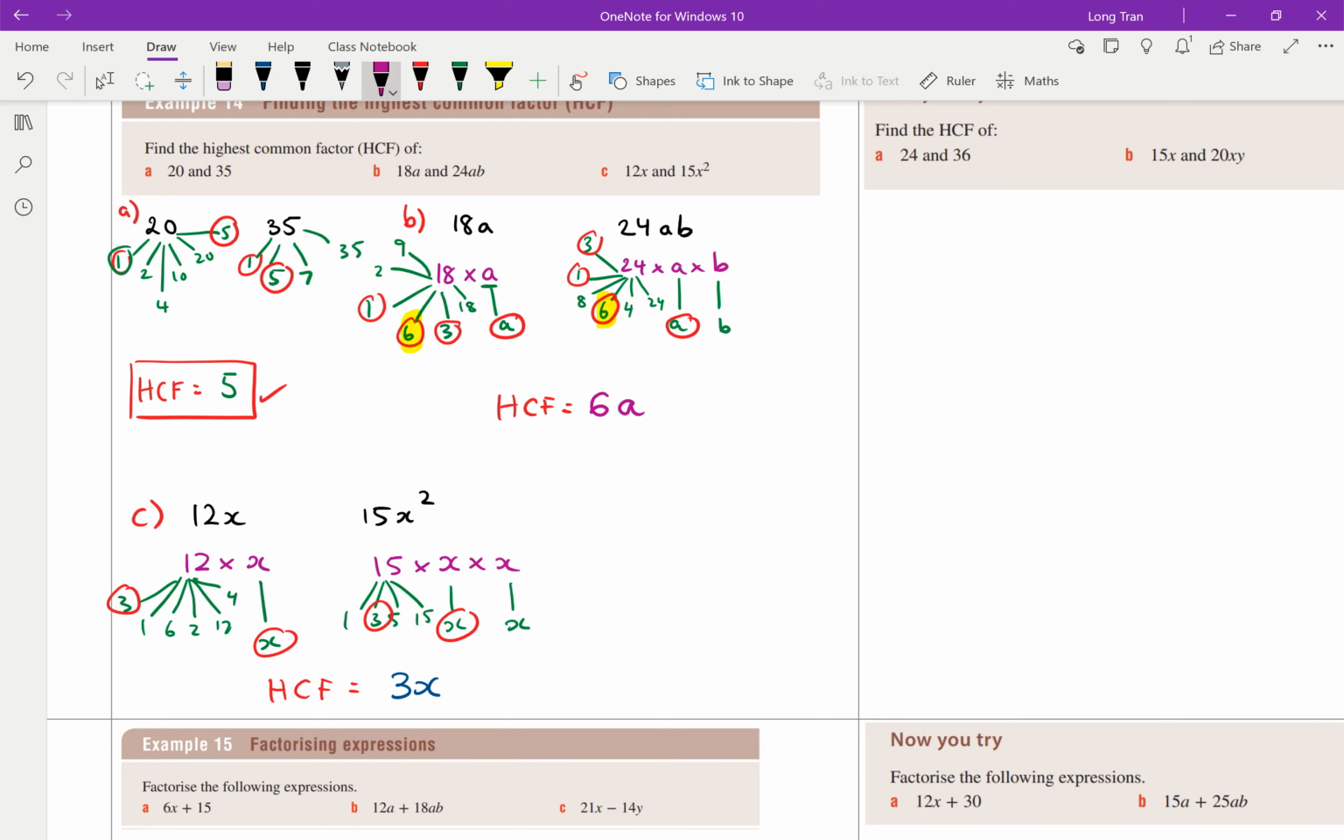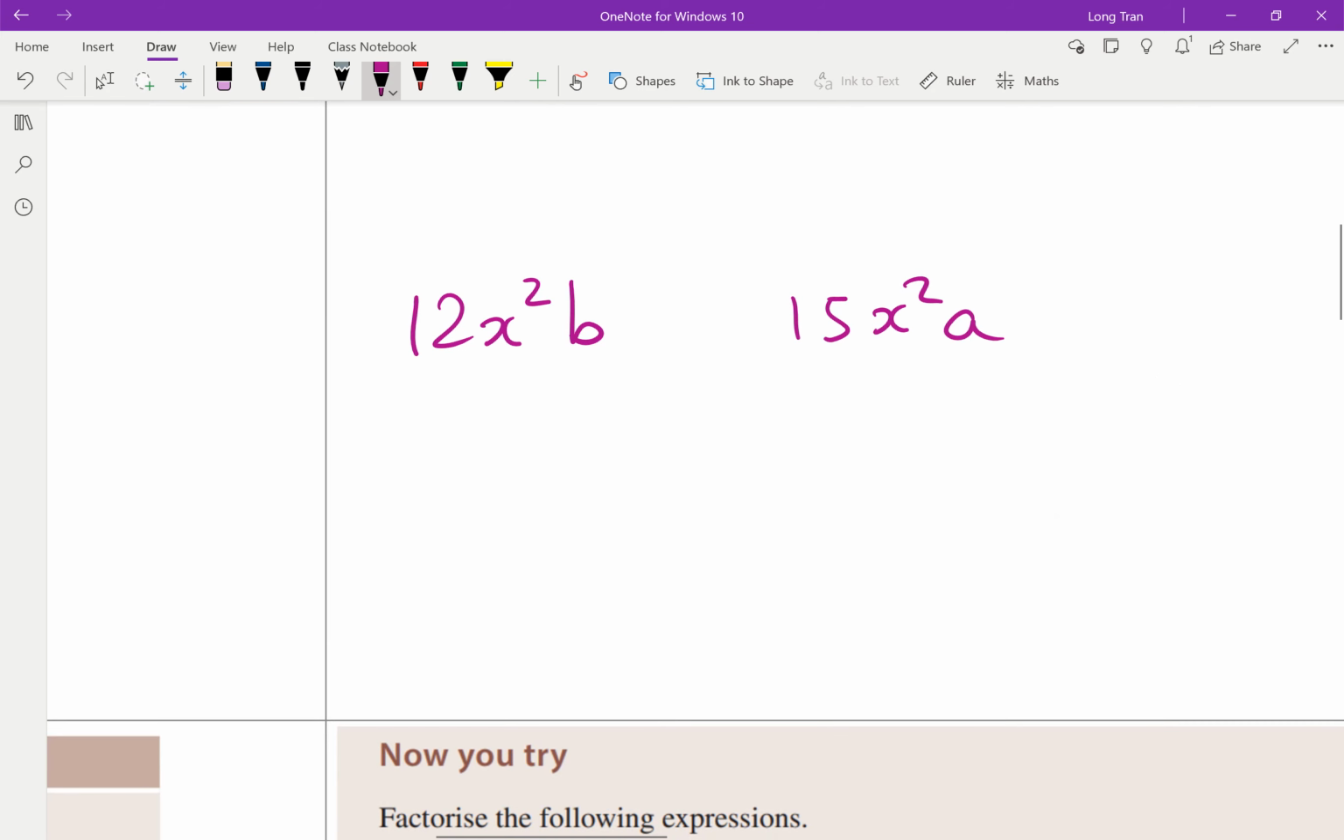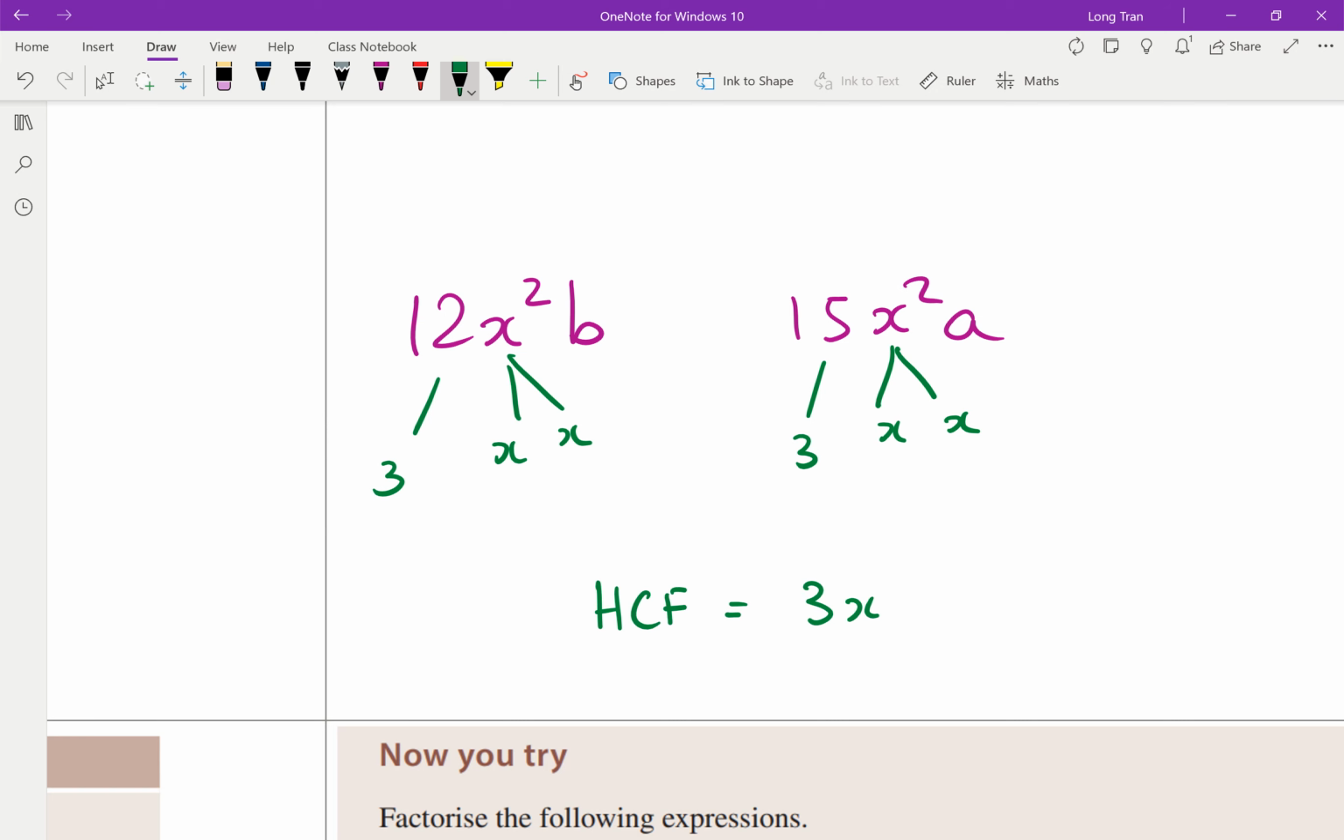So you could get something like 12x squared b plus 15x squared a. This here is an example of, if we were to do it, you would say the common factor is 3. There's the highest common factor of 3 there. But notice this is x and x. This is also x and an x. So your final answer, highest common factor, should be 3x squared.